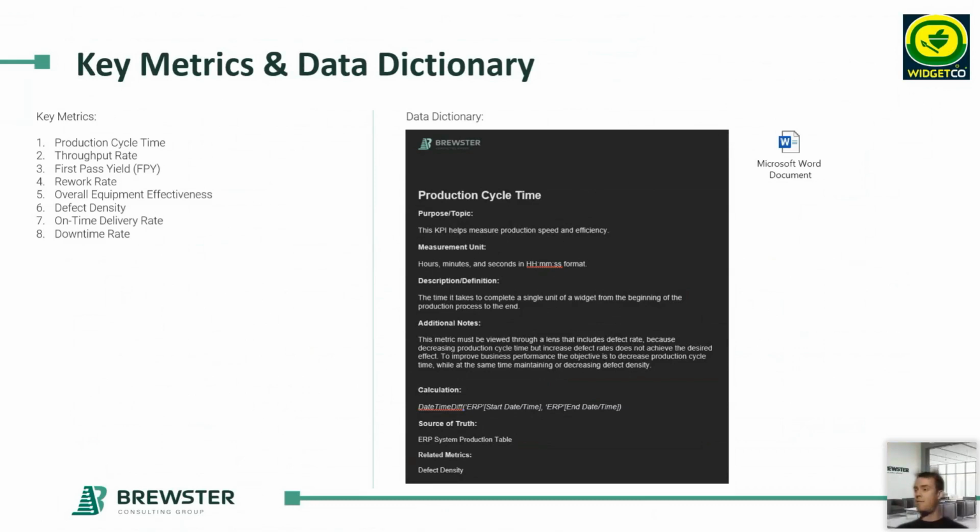Whenever you have a technical definition that takes tables within your ERP and calculates it, it introduces far less variability than asking Sean and Leah, the managers of these areas, what does production cycle time mean? How do we measure it? And what does that KPI mean to us? So this is what we mean whenever we talk about a data dictionary.